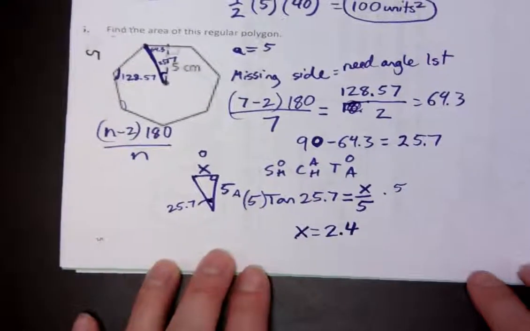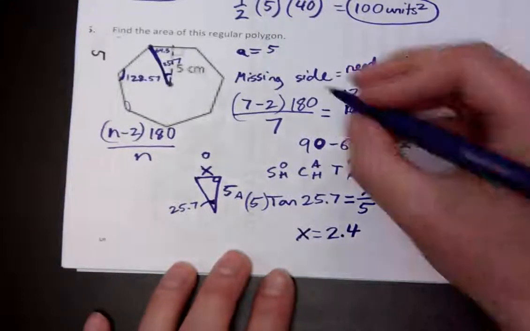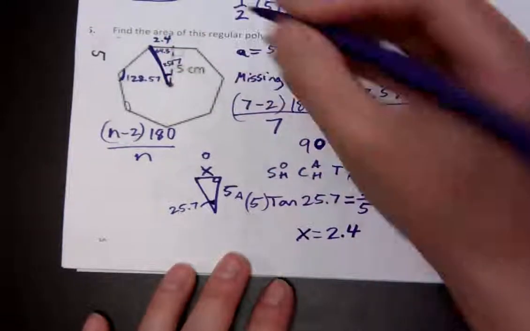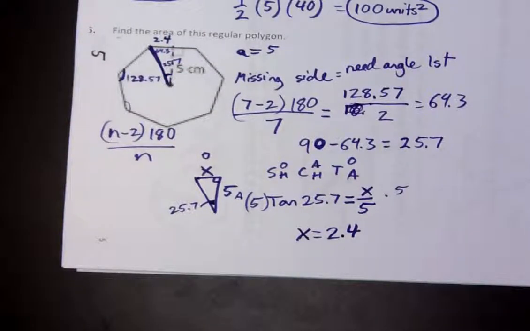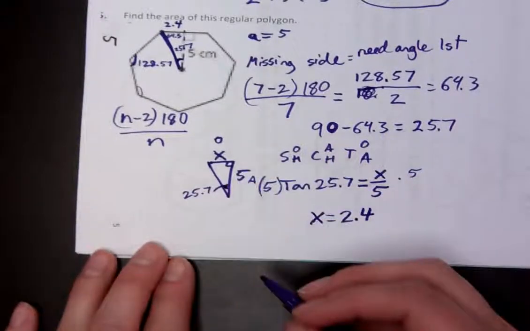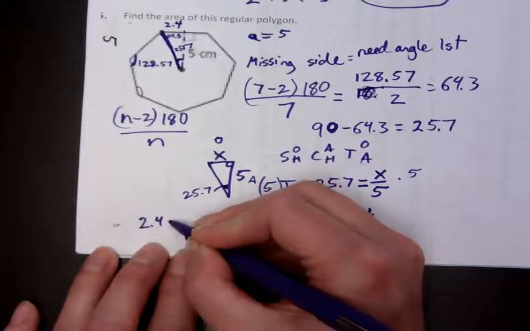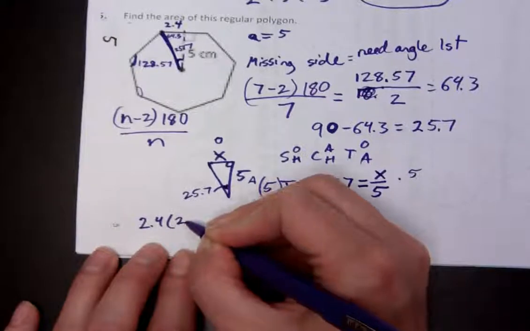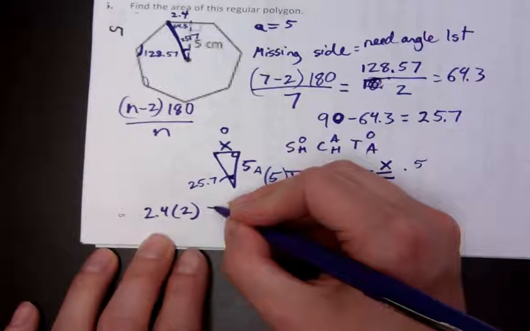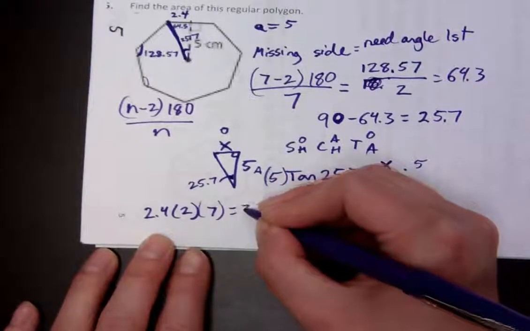Oh, we're not finished yet. Okay. So now 2.4 is half a side, and we need to find the whole perimeter. Yeah. So 2.4 times 2, because we have 2 of them per side, and then times 7 equals 33.6.